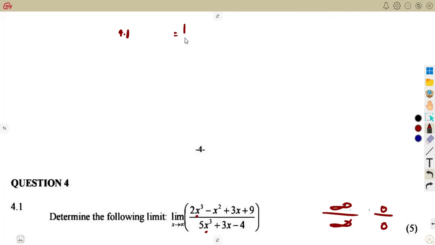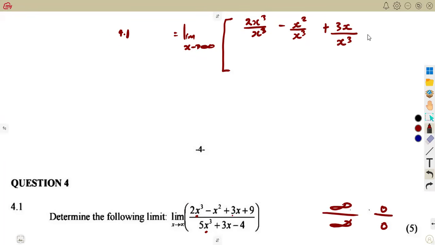So it was going to be like this. The limit as x approaches infinity, then you do everything. You divide, guys, by x cubed. This is the highest exponent. So it means we're going to have 2x cubed over x cubed, minus x squared over x cubed, plus 3x over x, each and every part, minus 9 over x cubed, again each and every part.